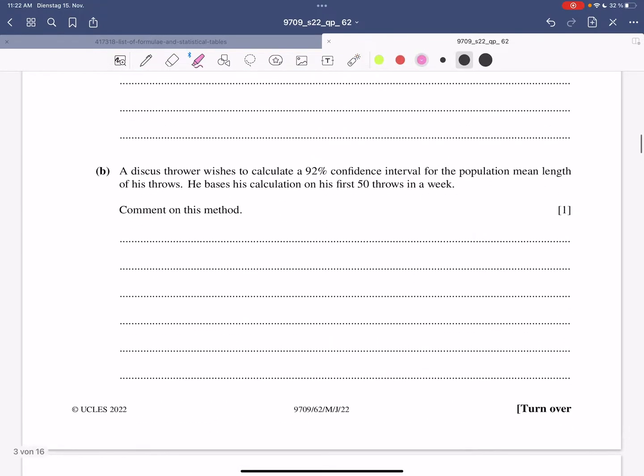So question B. A discus thrower wishes to calculate a 92% confidence interval for the population mean length of his throws. He bases his calculation on his first 50 throws in a week. So do you see the problem here? It is not a random sample. Not a random sample. Why?